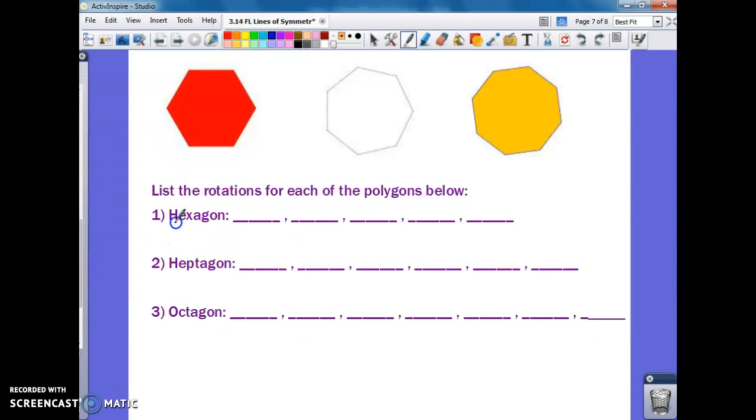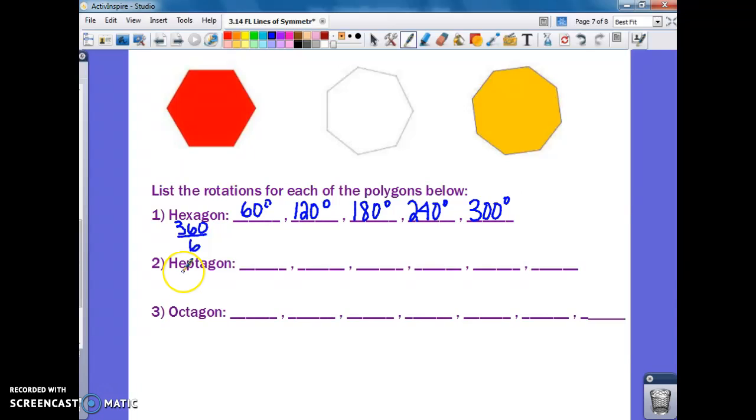A hexagon. A hexagon has 6 sides. So 360 divided by 6 is 60. And then we multiply by 2, we get 120. Add 60 to that, we get 180. Add 60 to that, we get 240. Add 60 to that, we get 300.